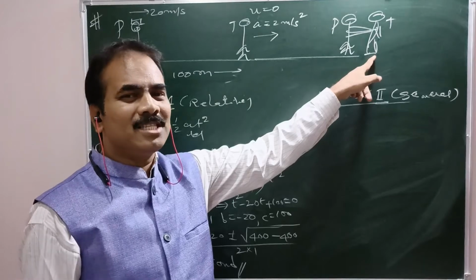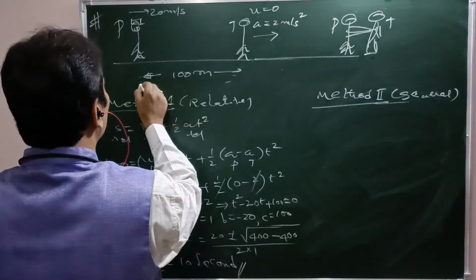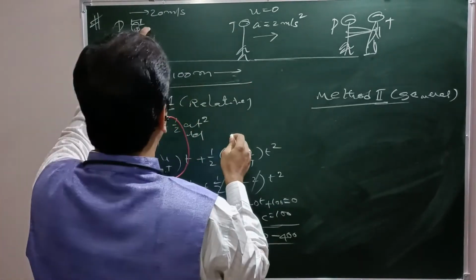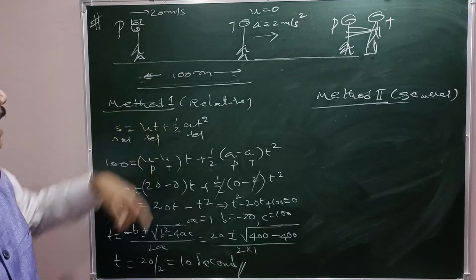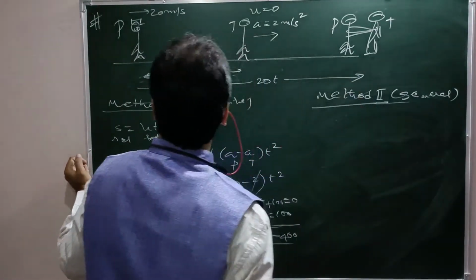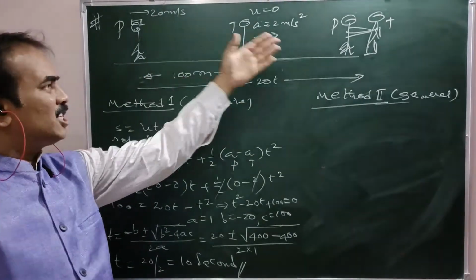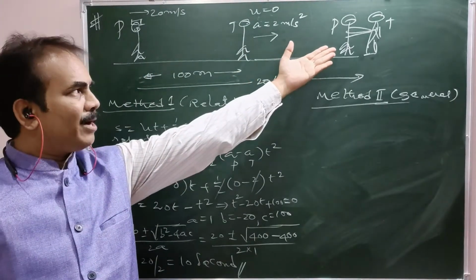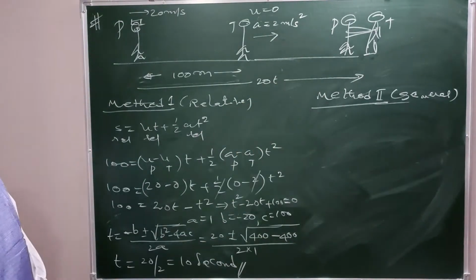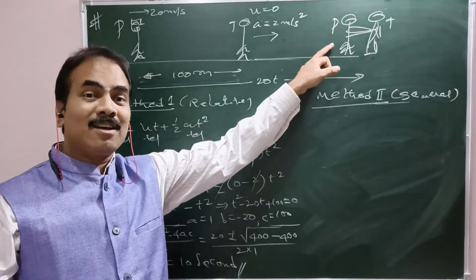Now, what is the distance covered by the policeman from here to there? Distance equals speed into time, so speed 20, 20 into time. This is the total distance covered by the policeman just before he catches the thief. At the same time, what is the distance covered by the thief just before he was caught by the policeman?